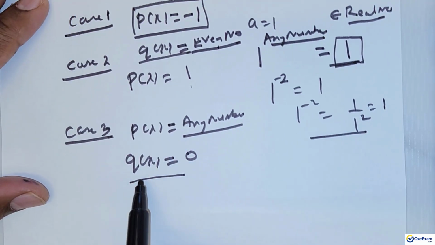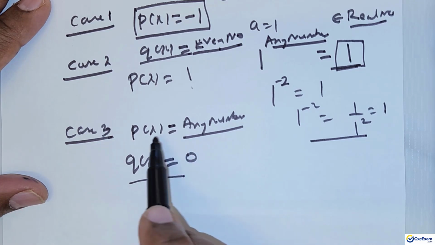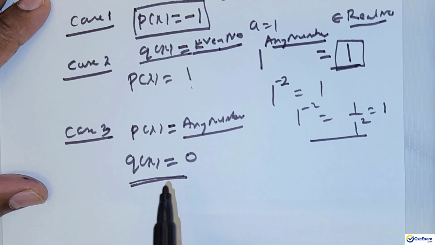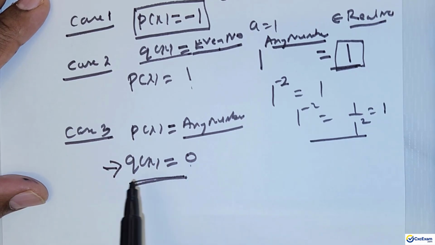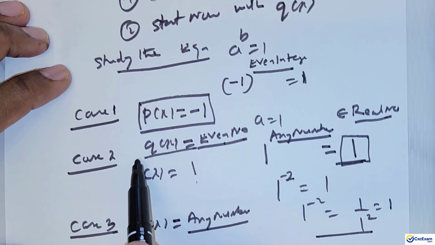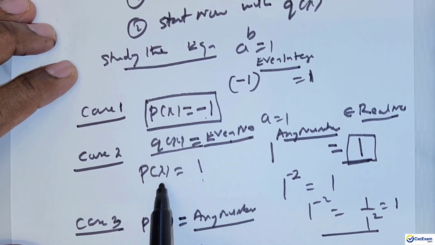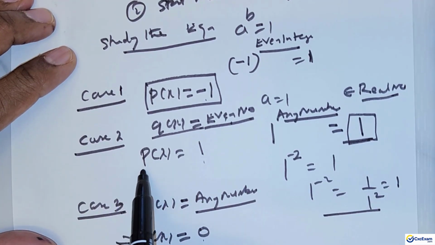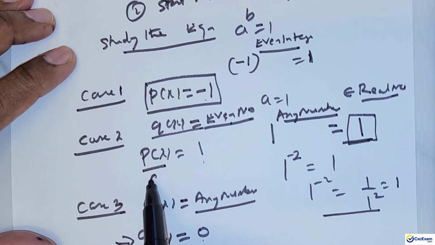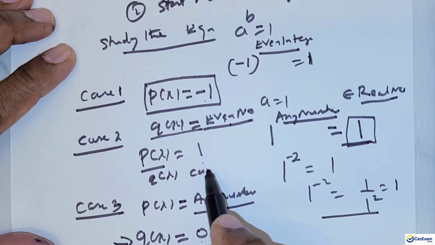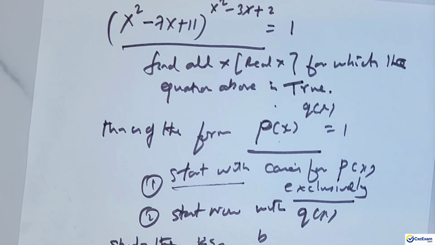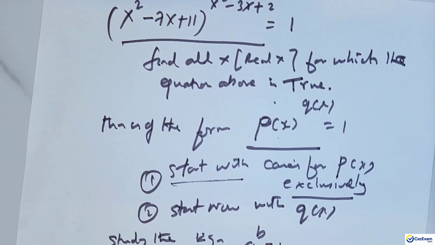So coming back to case number 3, this is the final case, p of x taking any number, whereas q of x should be equal to 0. So in this case we will target q of x equal to 0. In the above two cases, we will target p of x equal to -1 and see what q of x is producing. And concurrently in case 2, p of x is equal to 1 and q of x can be any number. So these are the understandings that are imperative to be set in place.